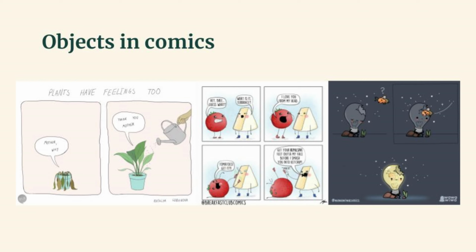The second one is a tomato and a piece of cheese with many funny facial expressions as the characters, and it's a comic about funny puns. The third one is a very simple comic with a light bulb and a firefly as the main characters. All of these comics have different styles, but they all have unique objects as characters, and all these objects have different expressions and personalities and poses.